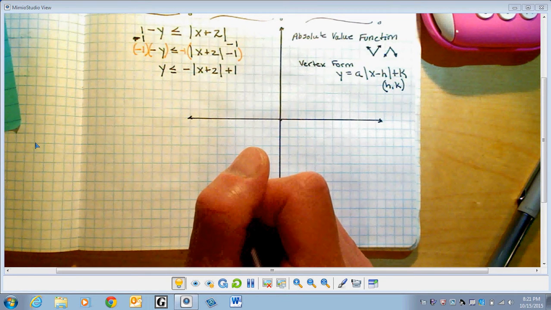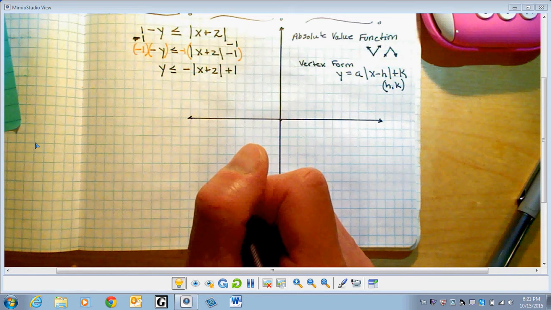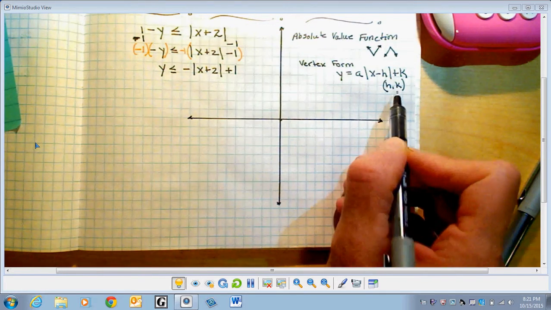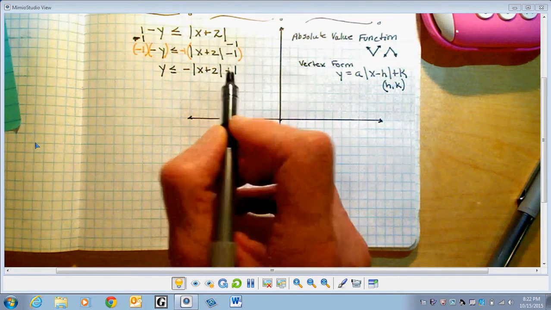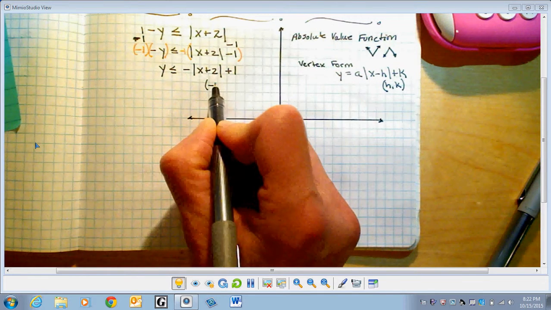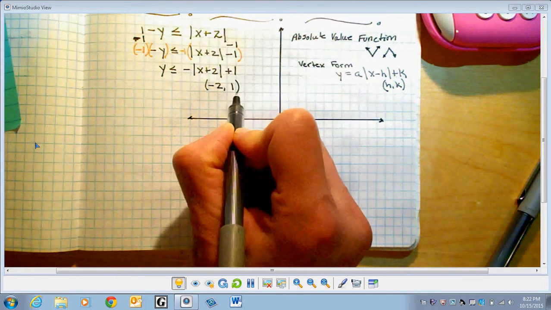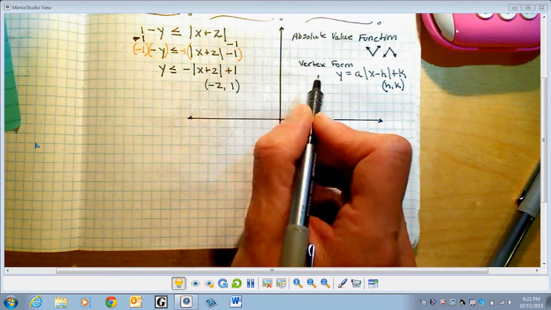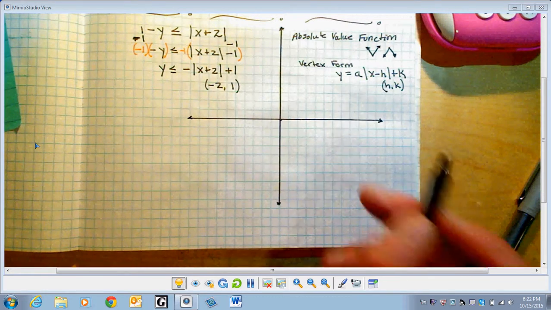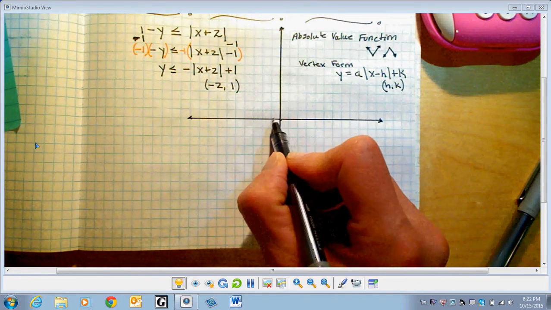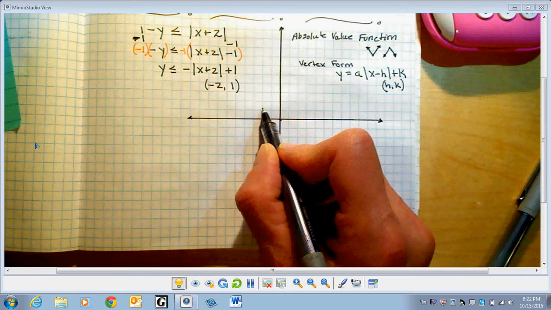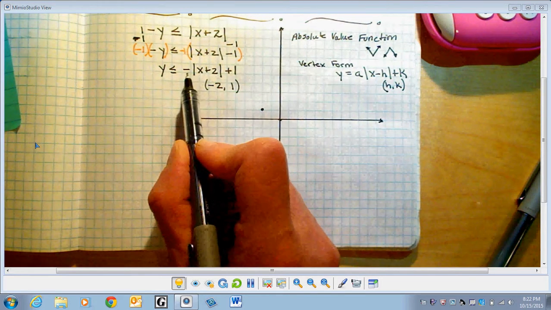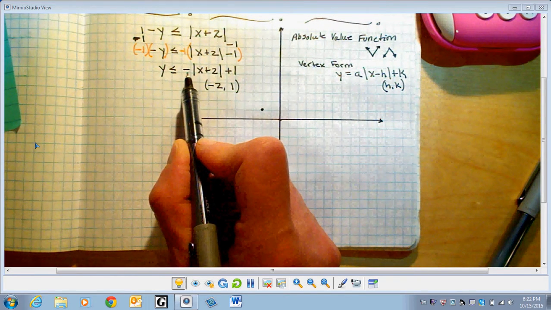Okay, so what does that mean as far as our graph goes? Well, we've got to find the vertex. Looking from here, our vertex is going to be the opposite of that, which is negative 2, and the same as that, which is 1. Those of you who remember when we did graphing with vertex form, that was the pattern that we saw. So I'm going to put in negative 2, 1, which is right there. But I also have a reflection over the x-axis.